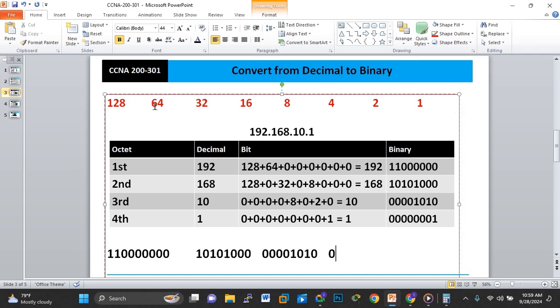So now let's move to the 64. 64 is bigger than 1, so the bit is off. 32, same thing. 32 is bigger than 1, so the bit is off. 8 is bigger than 1, so is the bit on or off? Off. Now 4 is bigger than 1, so is the bit on or off? Off.